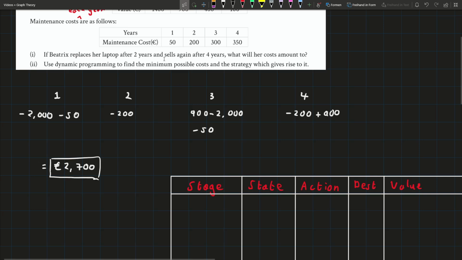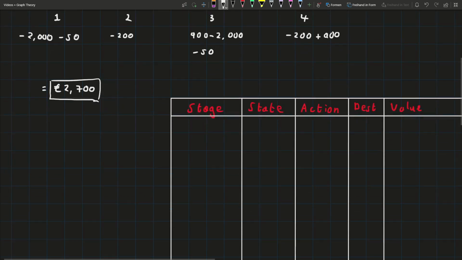So now starts the dynamic programming, so we have to find the minimum costs and the strategy that gives rise to it. So minimum costs means, since I'm putting my costs in as a negative, we want to pay the least amount, so we're going to be looking for the biggest number, which you'll see, it might sound confusing, but you'll see what I mean. And remember that dynamic programming for these types of problems is a bit weird, because it technically isn't dynamic programming. The stage and the state are both the same.